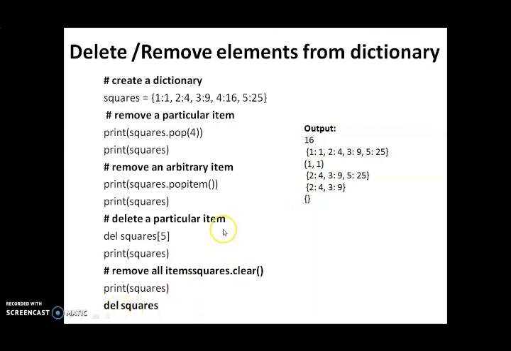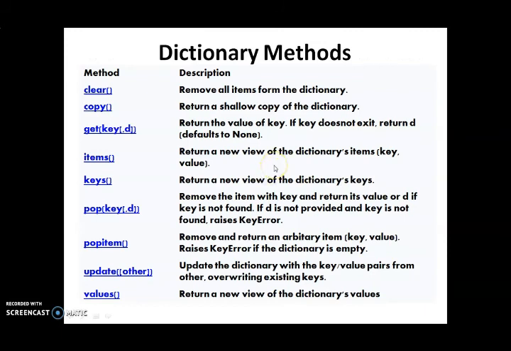And del squares will remove the whole dictionary, where you will not get any output here. For this del squares, we have deleted this squares, so the whole dictionary will be deleted. So these are all certain dictionary methods that we have seen already. Clear, it will remove all the items from the dictionary.